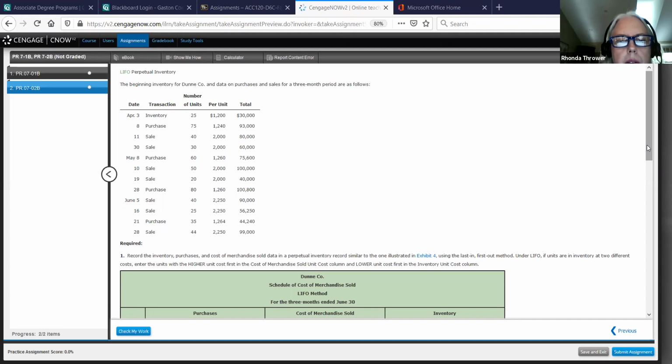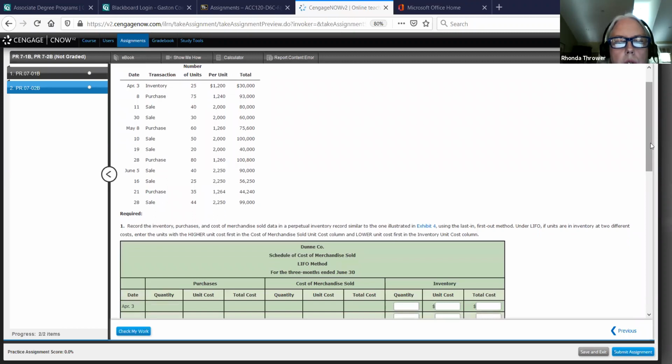So let's look at some transactions that have happened for the Dune Company. And basically it's the same company that we were using in the last video. We're just looking at it from a different point of view from the LIFO method. So we're going to be doing this for a 3-month period, and we're going to start with April the 3rd. We had some inventory that was left over from the last month that's just brought forward. So we have some beginning inventory.